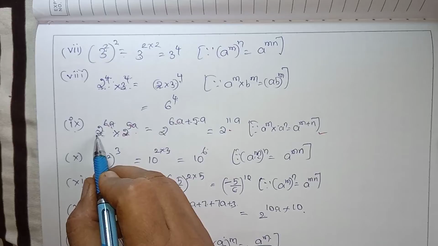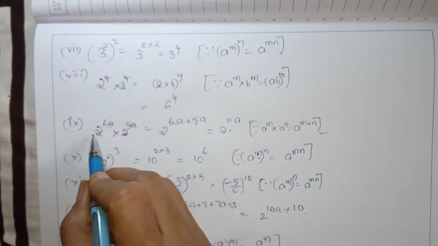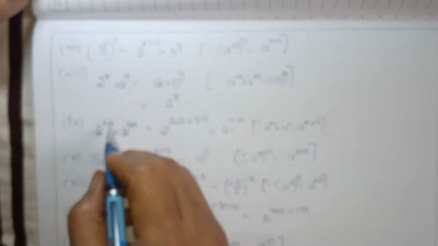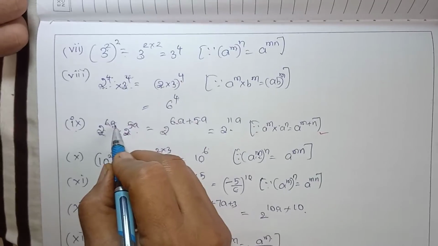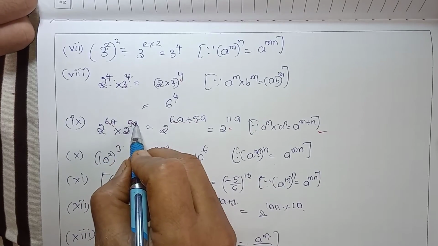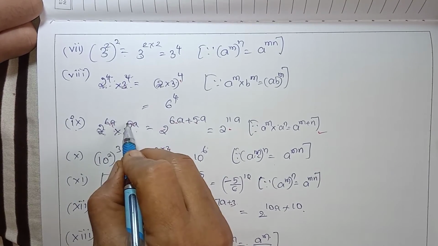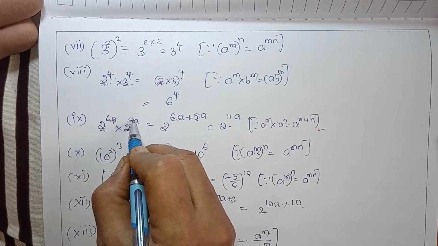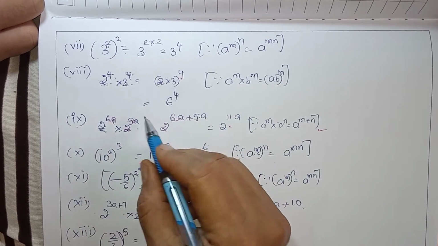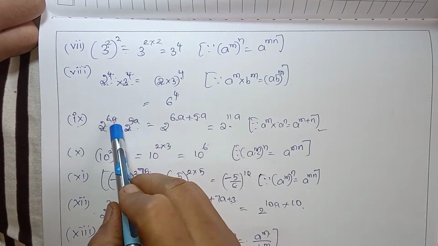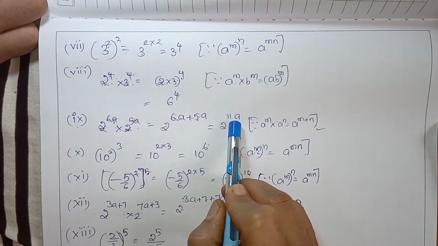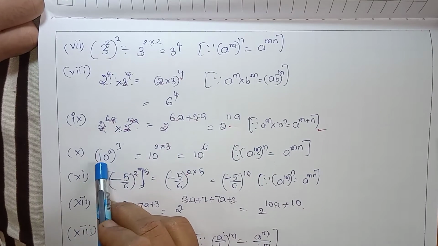Next again, here bases are equal. In the ninth question, bases are equal, powers are different, and also here a is given. To make you confused, he has given us 6a, 5a. But don't get confused. You just simply add them, whatever is given in the exponent. Because here bases are equal again. So 2 to the power of how much? 6a plus 5a. 6a plus 5a is how much? 11a.